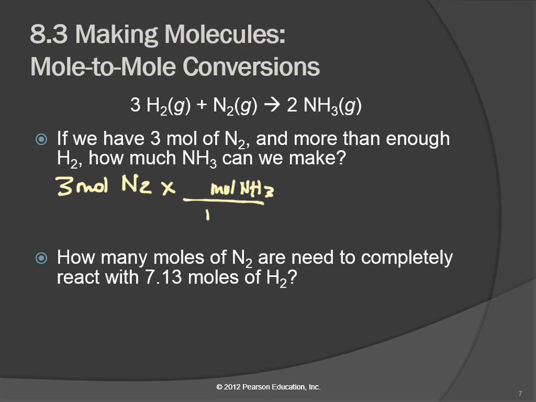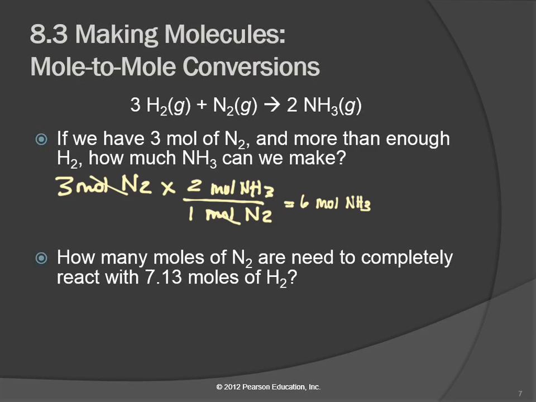Dimensional analysis tells me I should put the unit moles of N2 down here to make the units work out. The numbers come from the equation. 1 mole of nitrogen makes 2 moles of ammonia. So I put 2 in front of moles of ammonia and 1 in front of the nitrogen. And then I just do the math. 3 times 2 divided by 1 is 6. So I could get 6 moles of ammonia. Does that make sense?